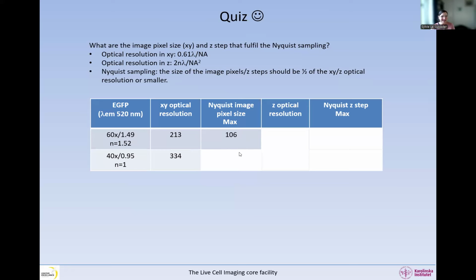167. Good. We just take the optical resolution divided by 2, and this is the maximum size. They can be smaller, but they cannot be bigger. Otherwise, they do not fulfill the Nyquist sampling criterion. How about Z? The Z resolution is 2nλ divided by NA squared. We have n here, we have a lambda here, and we have NA here. 712. Good. And the other one?